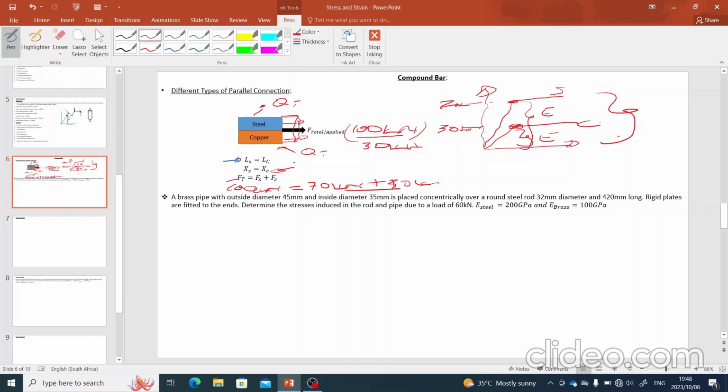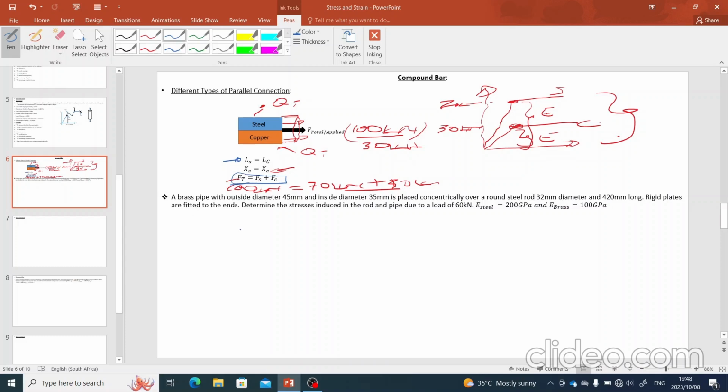Under your parallel connection, you need to make note: the change in length would be the same, but when coming to the force, because of the different types of material, how those materials absorb the applied force is not the same. The soft material will break up quicker compared to the hard material. That's why we are using this formula, based on that explanation.